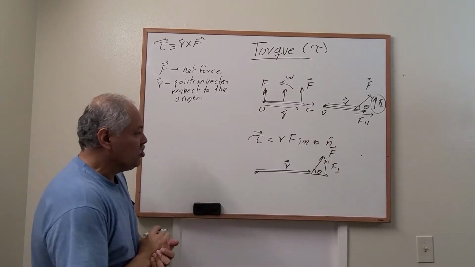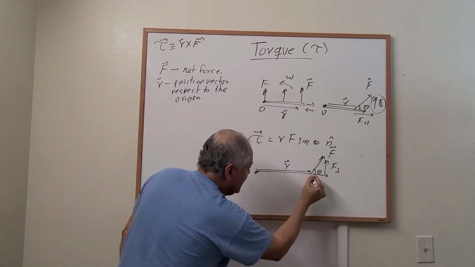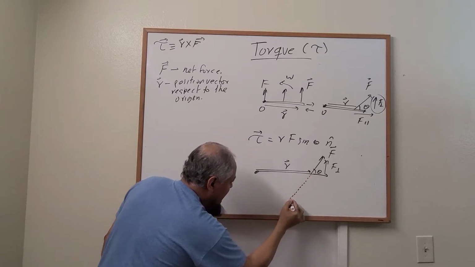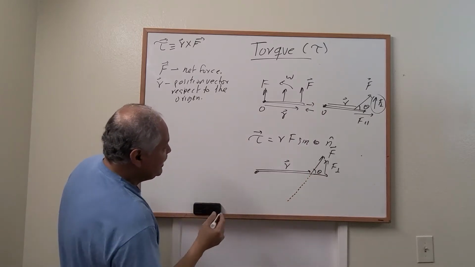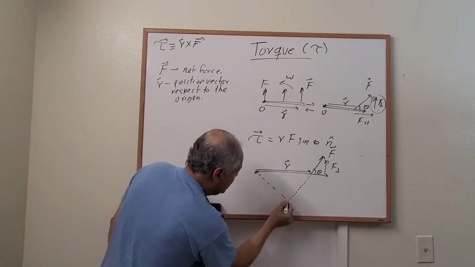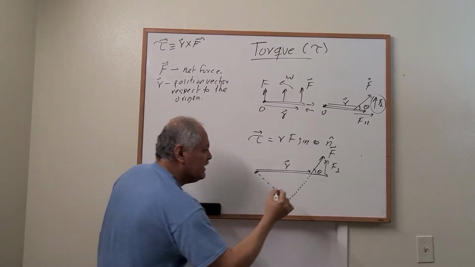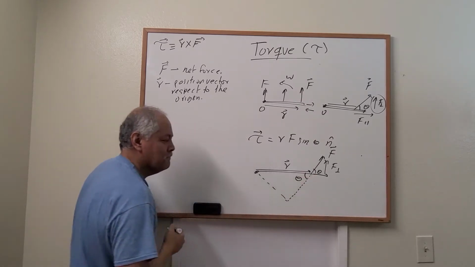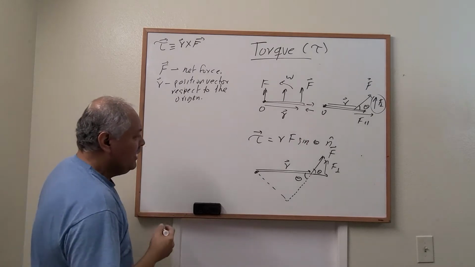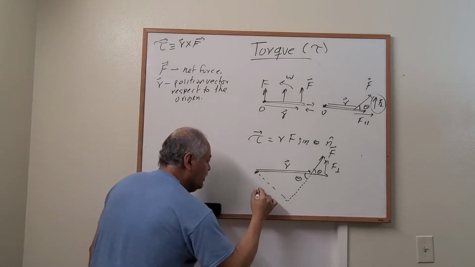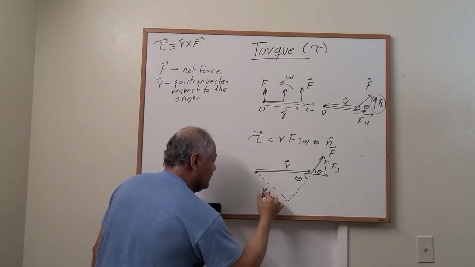Perfect. Also, we can project the line of action of the force in this way, and we can create a right angle to make these two angles the same. Perfect. Now, in this picture, we can call this R perpendicular.